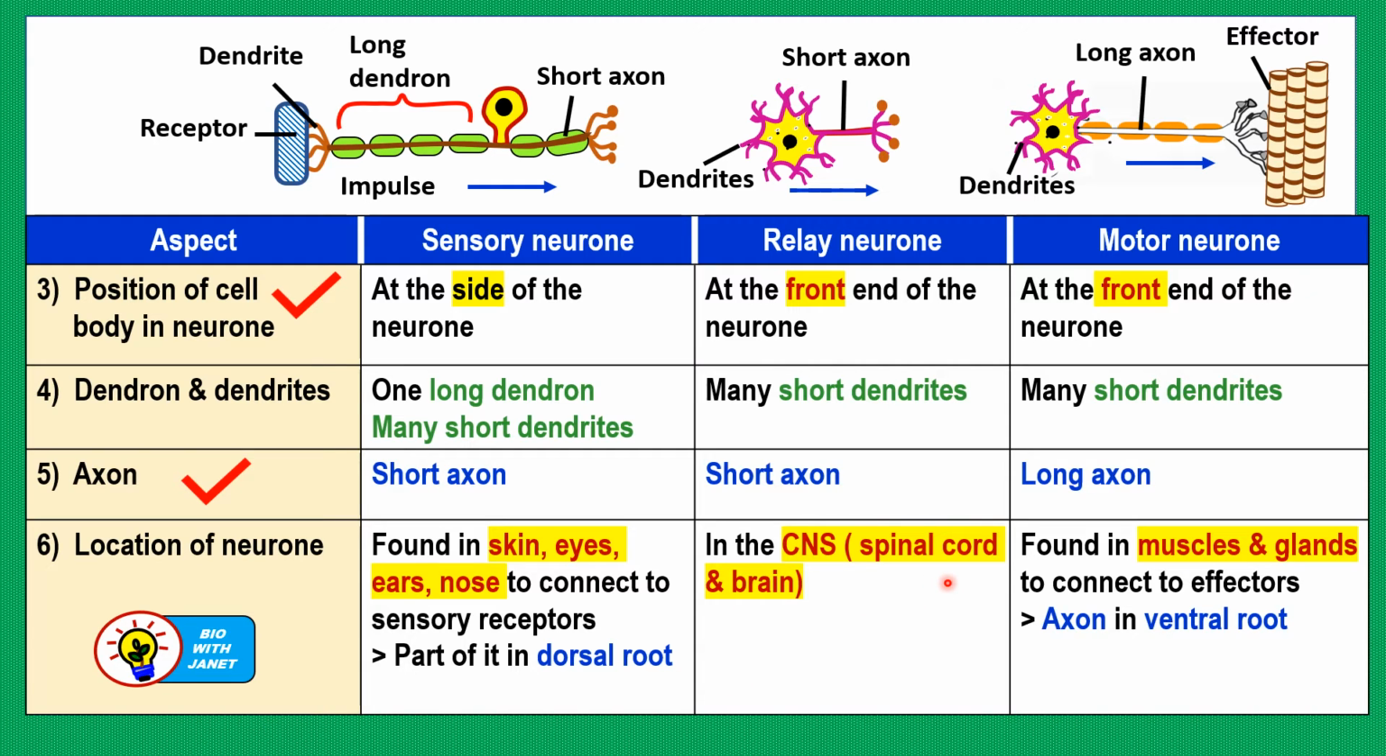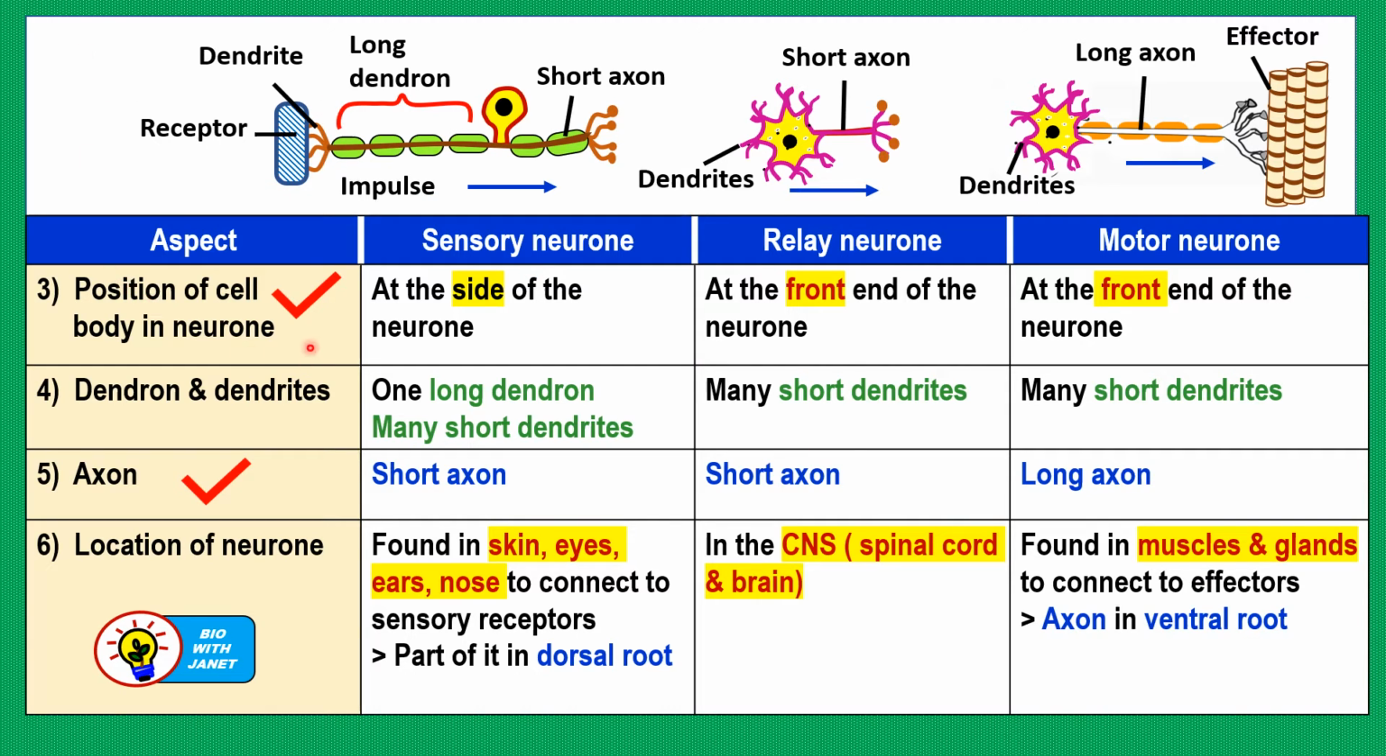Now for the relay neuron, it is mostly found in the central nervous system, which consists of the spinal cord and brain. So the brain is made up of many relay neurons, numerous relay neurons. Now the motor neuron is found in muscles and glands to connect to the effectors as it transmits nerve impulses from the central nervous system to the effectors. And then the axon of the motor neuron is found in the ventral root.